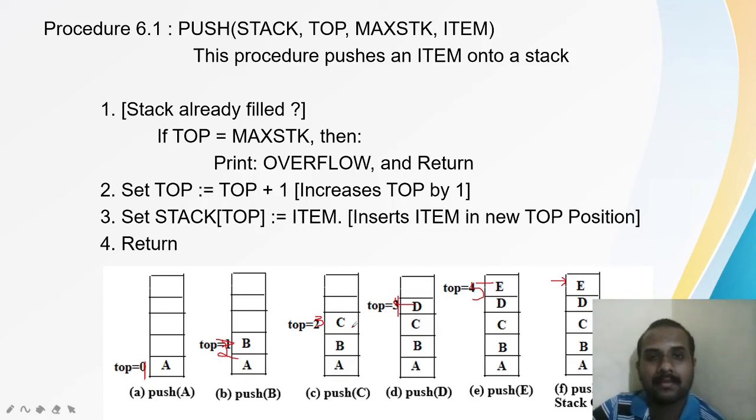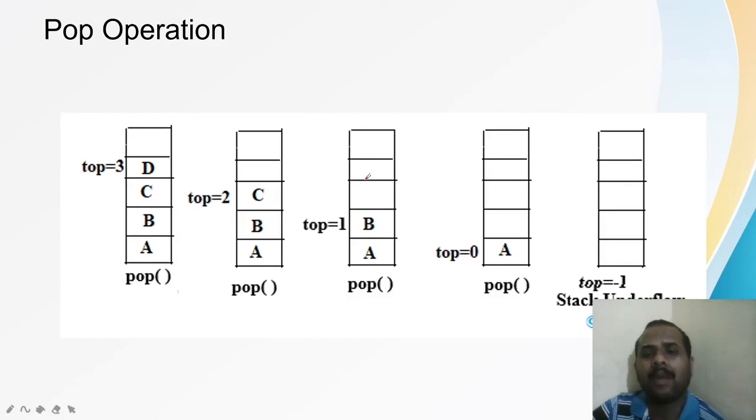Okay. Now let us go for the pop operation. What about the pop operation? I'm deleting the element, correct? So here also, let me consider this one is 1, 2, 3, and let this be 4 now.